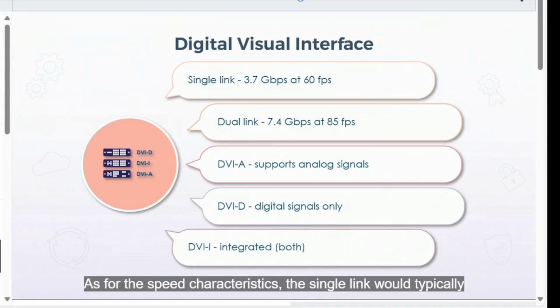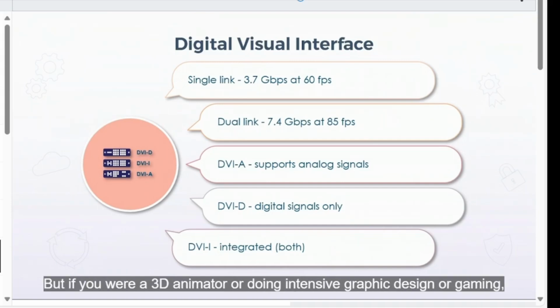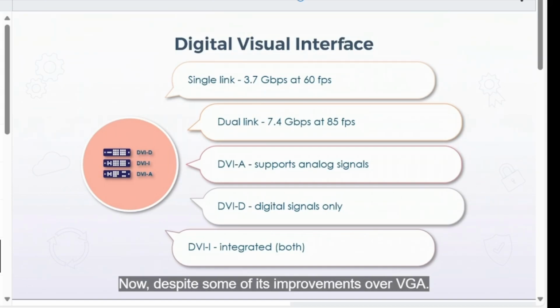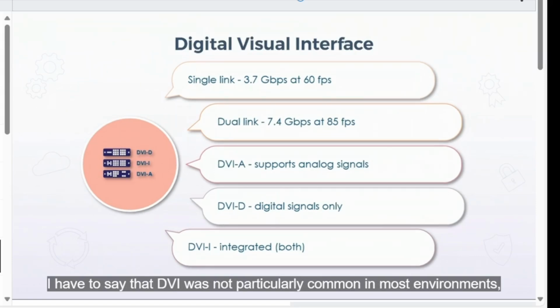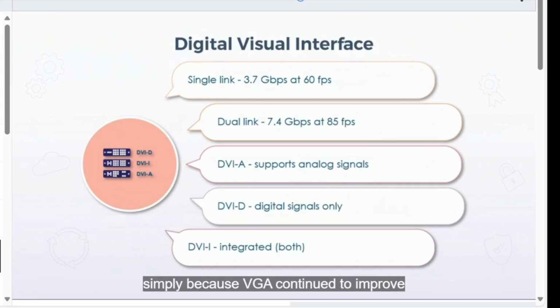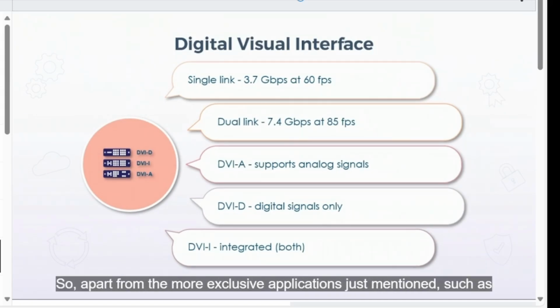As for the speed characteristics, the single link would typically be adequate for almost any standard office environment, but if you were a 3D animator or doing intensive graphic design or gaming, dual link would be more appropriate, but would likely be more expensive. Now, despite some of its improvements over VGA, I have to say that DVI was not particularly common in most environments, simply because VGA continued to improve and was already much more prevalent. So, apart from the more exclusive applications just mentioned, such as graphic design and gaming, DVI didn't really catch on, so to speak.